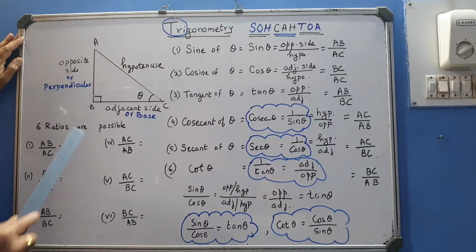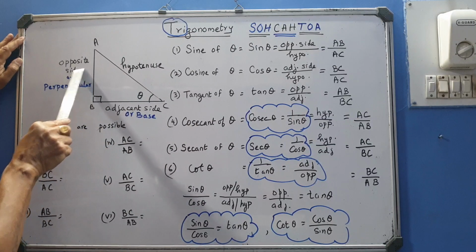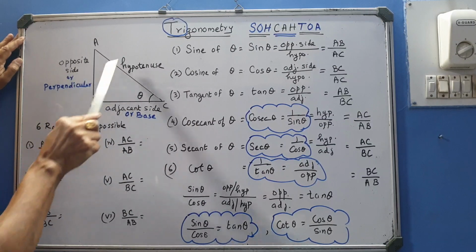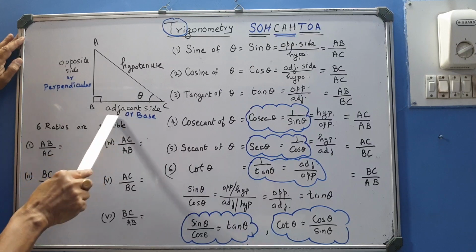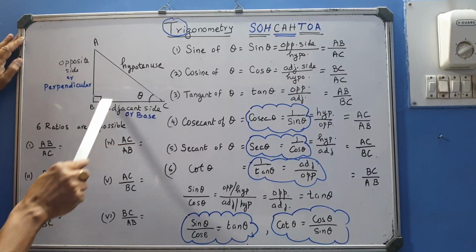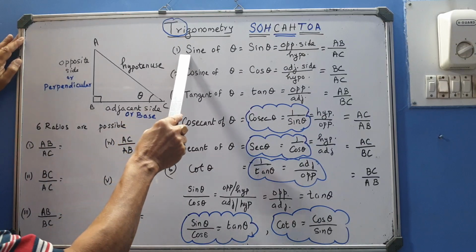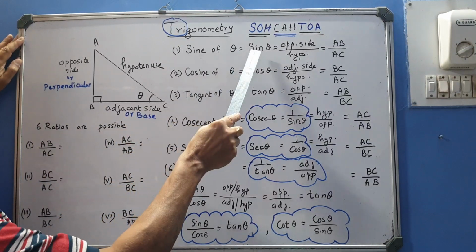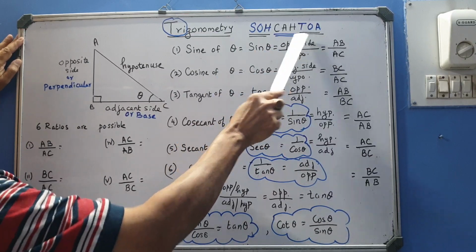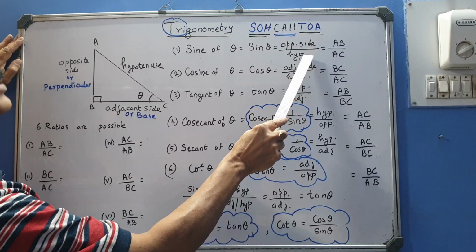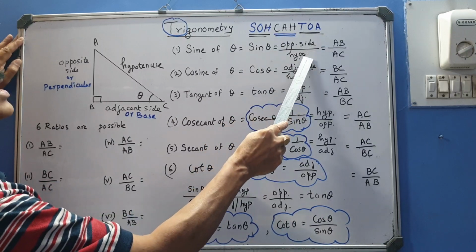Now, as we learned in the last class, if this is theta, this is the opposite side, or perpendicular. The side which is opposite 90 is called hypotenuse. The side which is close to theta, other than the hypotenuse, is called the adjacent side, or base. Now we have the first ratio, sine of theta. Don't pronounce it as sin theta, it is sine theta. The definition of sine theta is opposite side by hypotenuse. So sine theta is opposite side by hypotenuse.